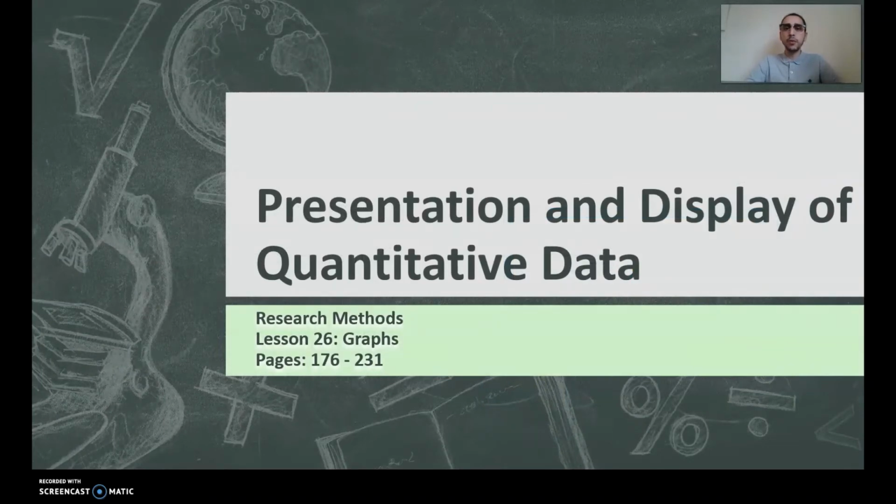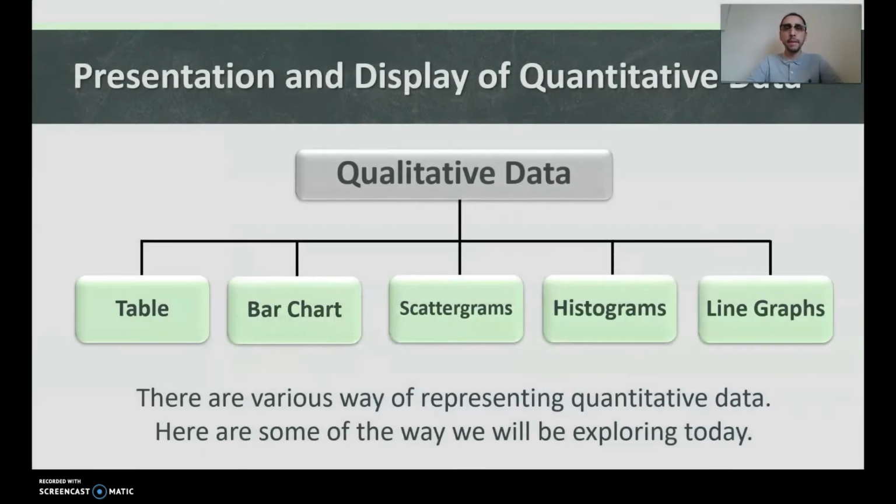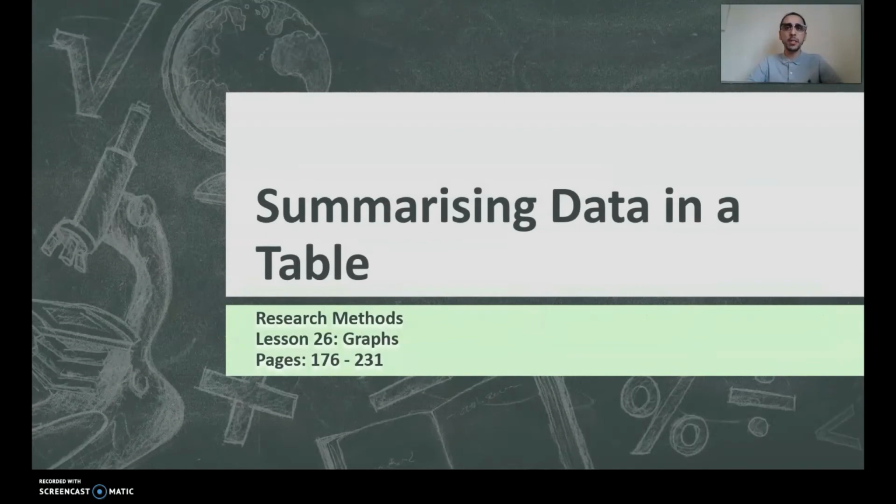Presentation and display of quantitative data. Remember, quantitative is with numbers and qualitative is with words. There are various ways of representing quantitative data. Here are some of the ways we'll be exploring today. None of these should be necessarily new to you. You would have covered these in probably GCSE maths or even maths before that point. So we've got tables, which is quite basic, bar charts, scattergrams or scattergraphs, histograms, and line graphs. Let's have a look at these. Oh, these graphs are getting me excited.